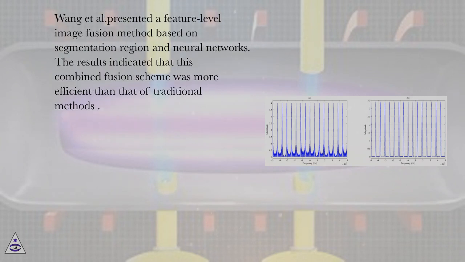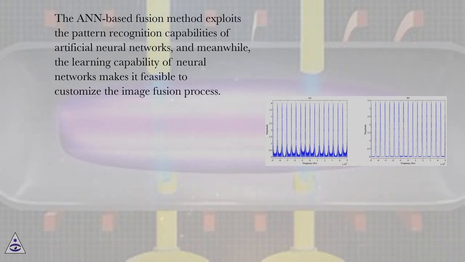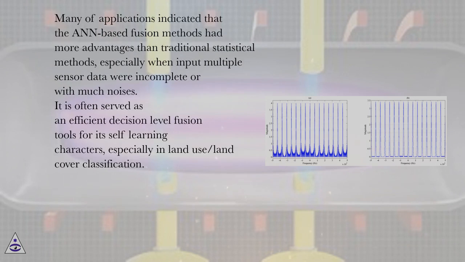Wing et al. presented a feature-level image fusion method based on segmentation region and neural networks. The results indicated that this combined fusion scheme was more efficient than traditional methods. The ANN-based fusion method exploits the pattern recognition capabilities of artificial neural networks, and meanwhile, the learning capability of neural networks makes it feasible to customize the image fusion process. Many applications indicated that the ANN-based fusion methods had more advantages than traditional statistical methods, especially when input multiple sensor data were incomplete or with much noise.